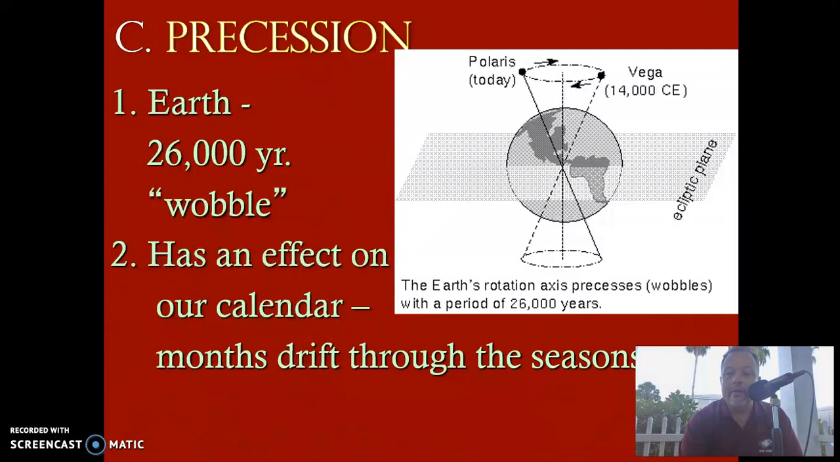And then the other thing you can notice here in the picture, as we wobble around on our axis, right now, the Earth's axis, the northern axis, happens to be pointed almost exactly towards a star called Polaris.